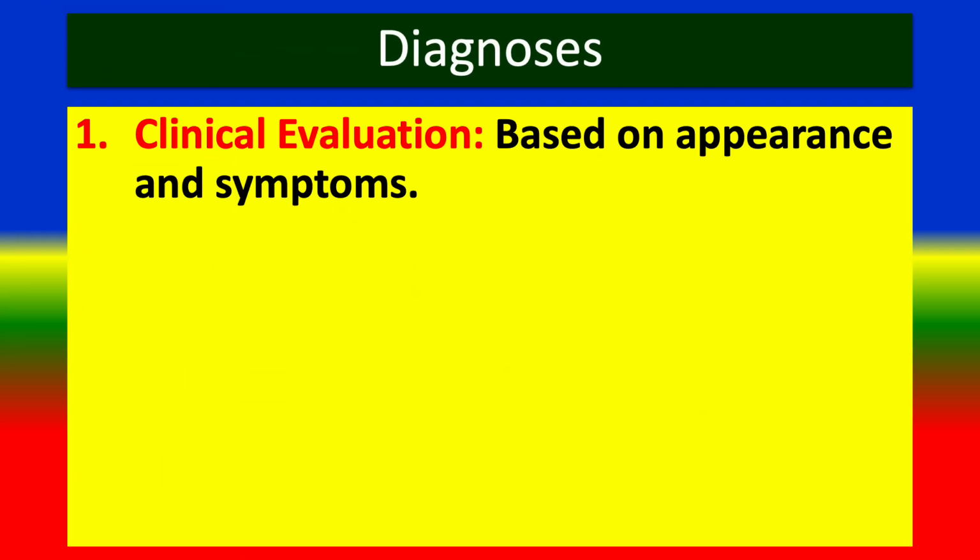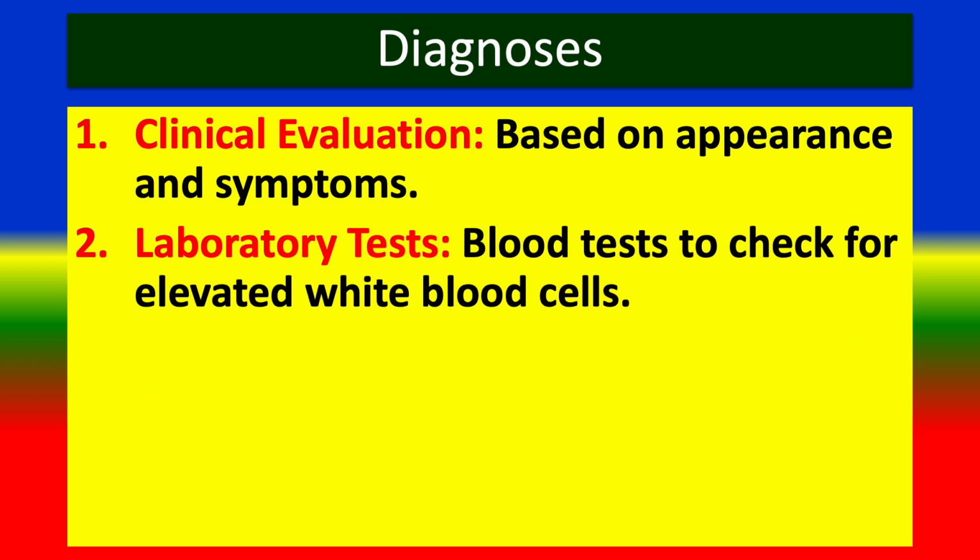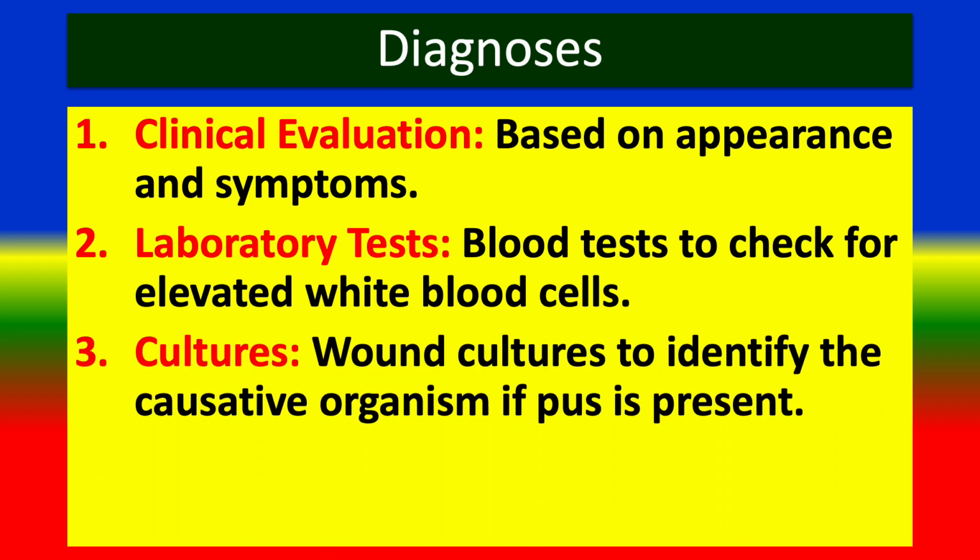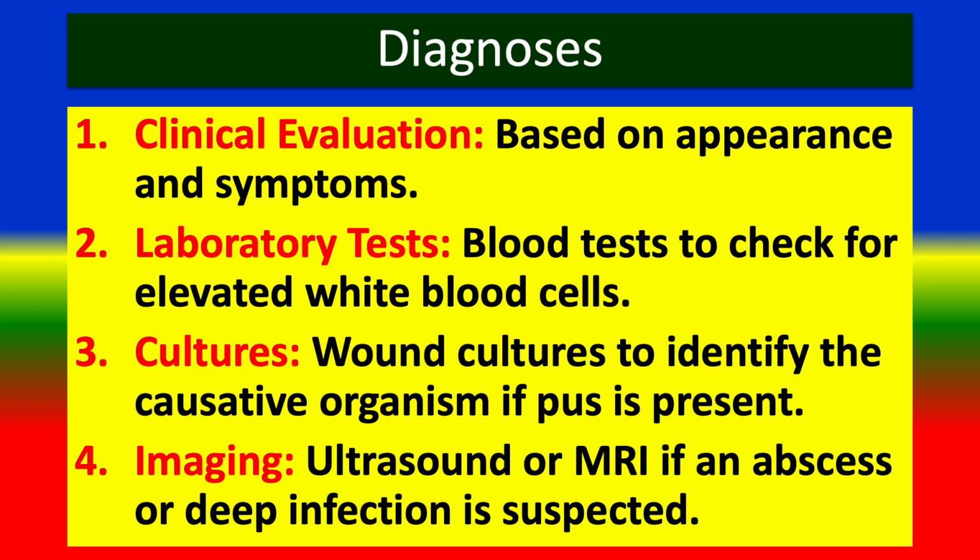Diagnosis. 1. Clinical evaluation based on appearance and symptoms. 2. Laboratory tests, blood tests to check for elevated white blood cells. 3. Cultures, wound cultures to identify the causative organism if pus is present. 4. Imaging, ultrasound or MRI if an abscess or deep infection is suspected.